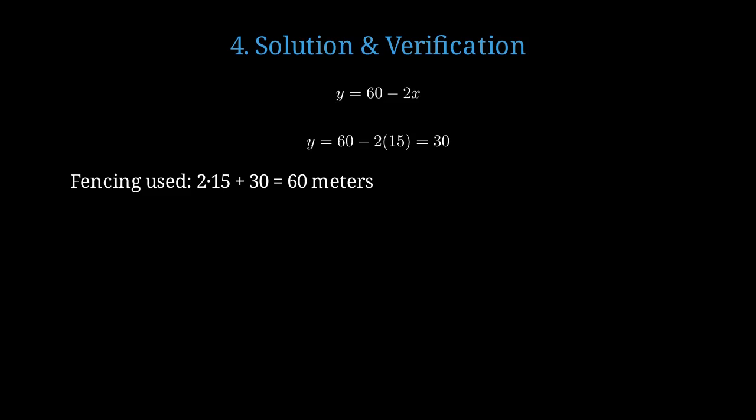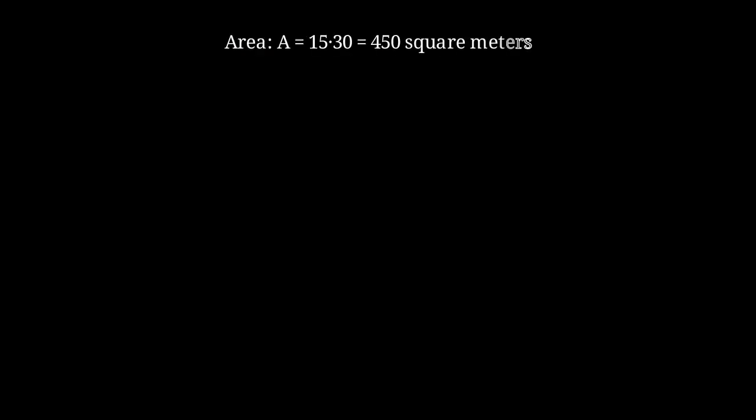Now let's find the corresponding length and verify our solution. We know that y equals 60 minus 2x. Substituting x equals 15, we get y equals 30 meters. First, let's check that our solution uses exactly 60 meters of fencing. 2 times 15 plus 30 equals 60 meters, so that checks out. The area with these dimensions is 15 times 30, which equals 450 square meters.